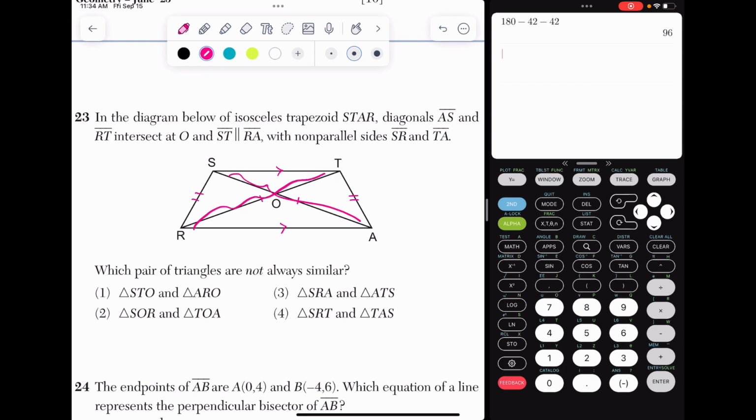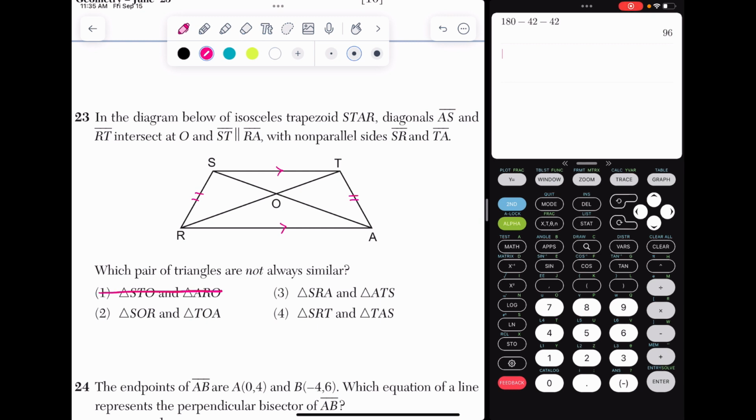It says, what pair of triangles are not always similar to each other? All right, so this definitely looks like a lot to look at here. Let's try our best to use our answer choices. So choice 1, STO and ARO. Are these similar to one another? Okay, they are, and I'm going to erase some of these markings in here for just a moment. They're similar by angle because I know that these are alternate interior angles. These are alternate interior angles. I could even use these vertical angles. So these are definitely similar to one another. It's not going to be choice 1.